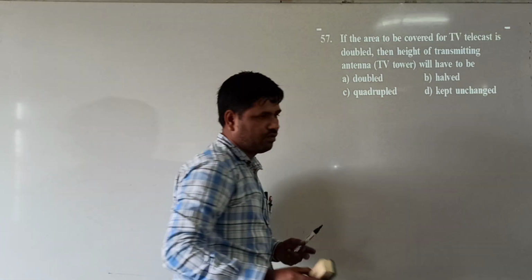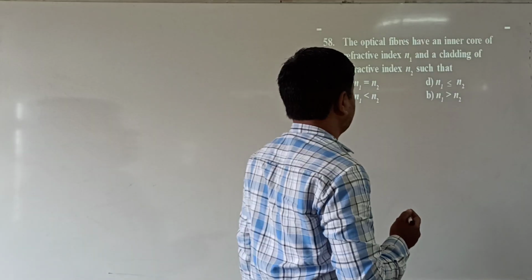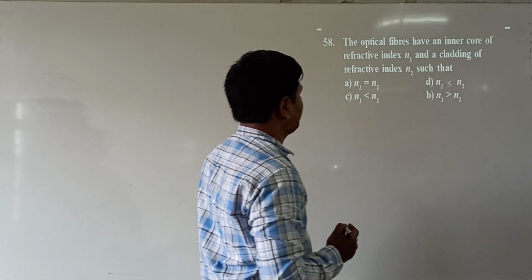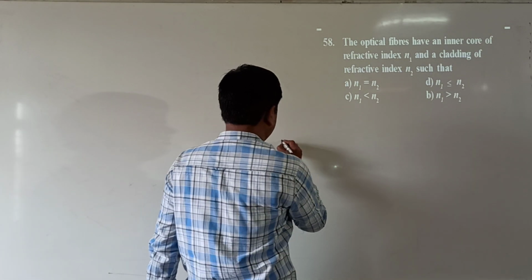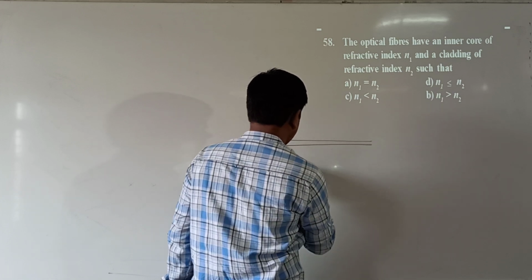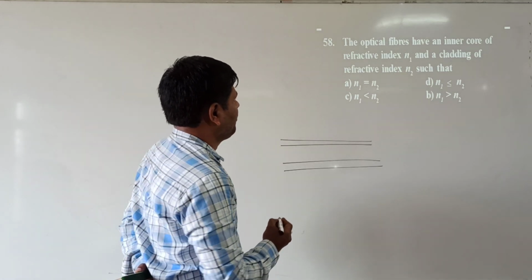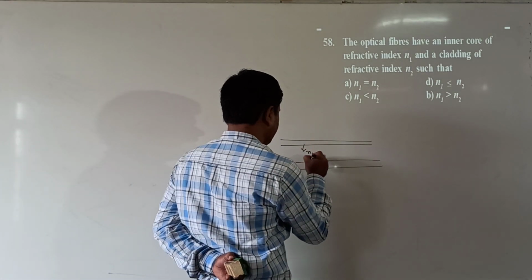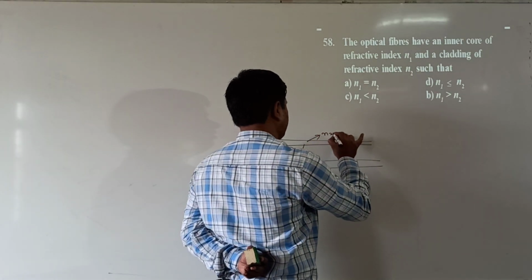Next we go to question number 58. The optical fibers have an inner core of refractive index n1 and cladding of refractive index n2. This is the optical fiber generally. This is the inner core of refractive index n1, and this is the cladding of refractive index n2.